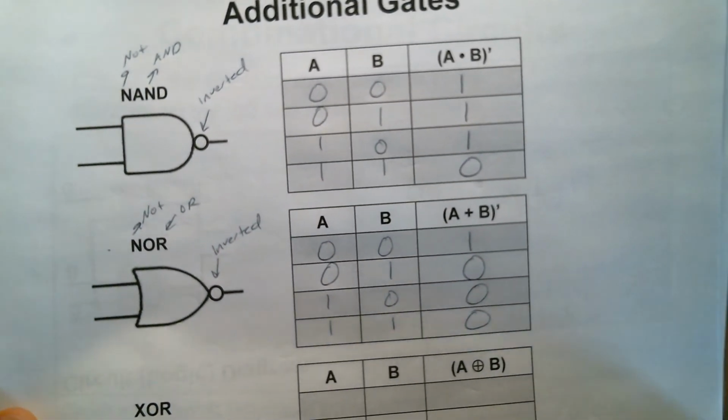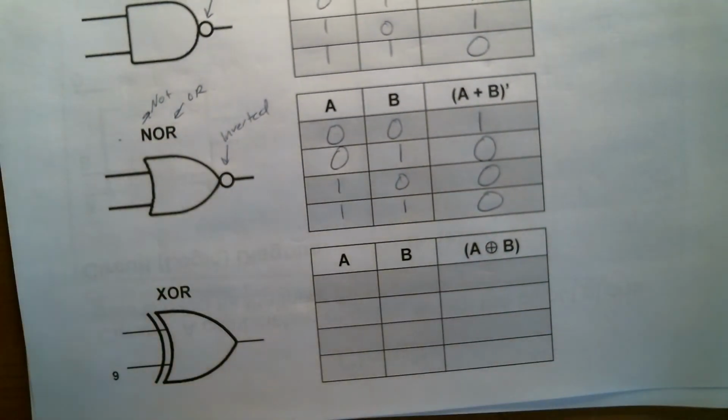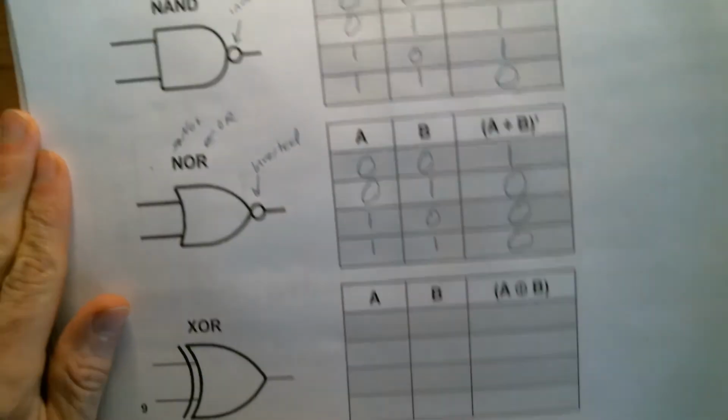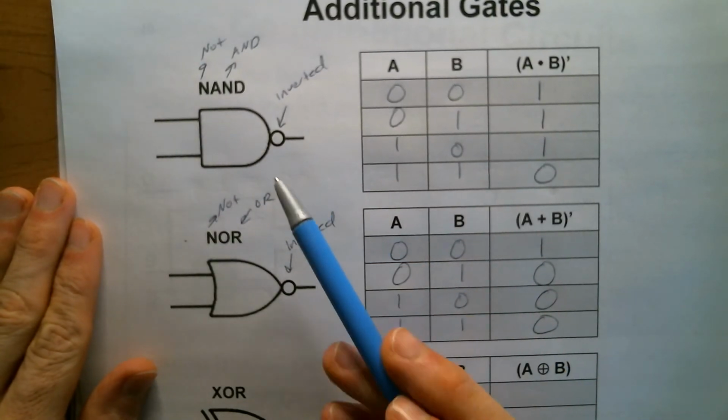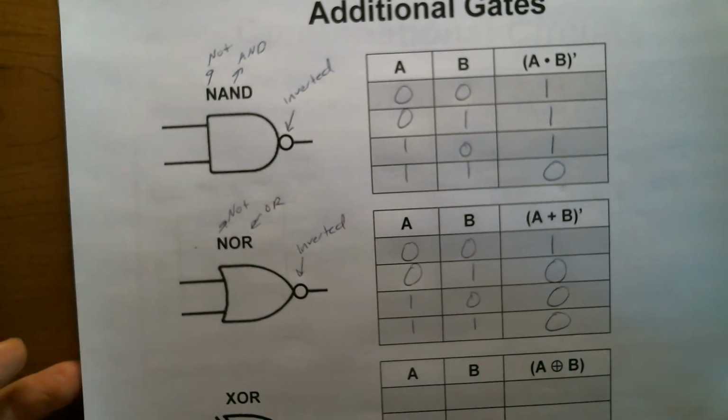All right, and what we'll see is that those can be useful when you're building larger circuits because you're trying to produce certain behaviors. And to produce those behaviors, it might be way easier to use one of these than using just ANDs and ORs and NOTs and stuff like that.